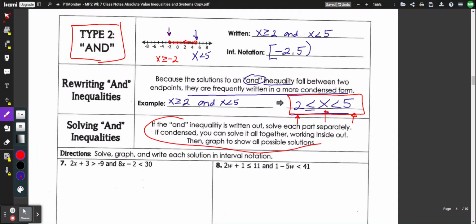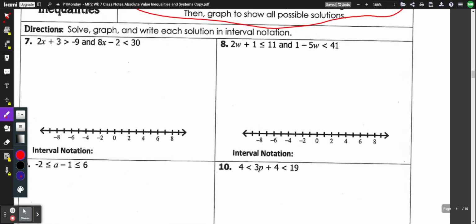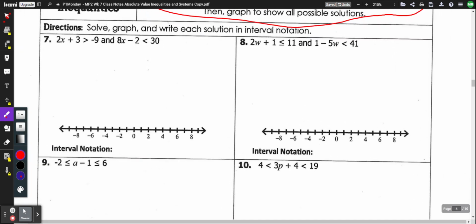You can read this on your own, and let's look at a couple of examples. We're going to do the same steps as we did for the or. We're going to draw a line down the middle, and we're going to say this is the and. What I want to show you is we're going to solve this equation first, then we'll come back and solve this one.